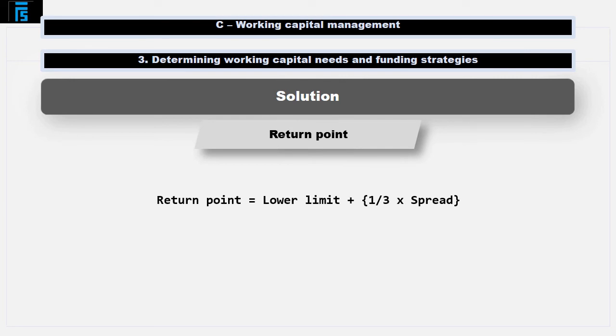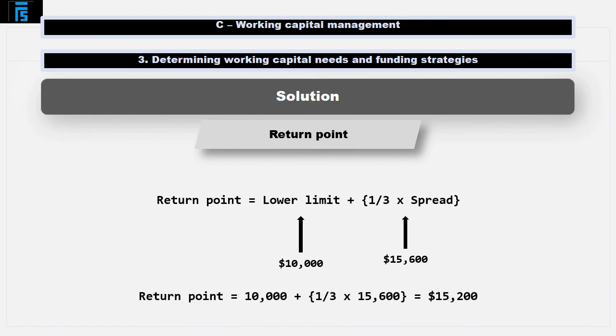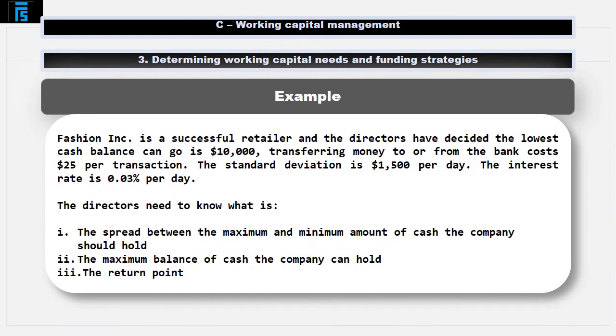The return point equals lower limit plus 1/3 multiplied by the spread. The lower limit is $10,000. The spread is $15,600. 10,000 plus, and inside brackets 1/3 multiplied by 15,600, which is $15,200. Now you know the ideal point is 15,200. This is the cash balance Fashion Incorporated should have. The maximum point is 25,600 and the minimum 10,000.